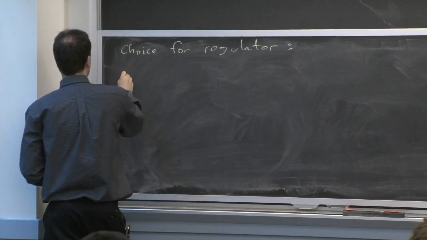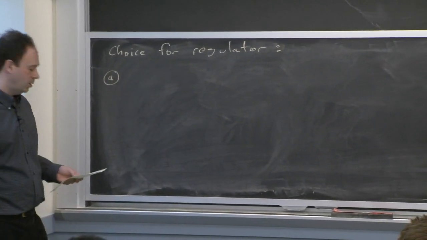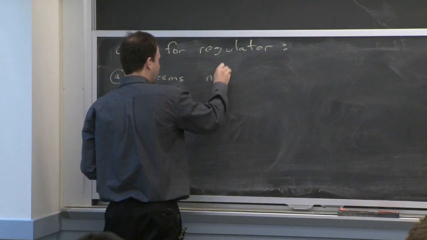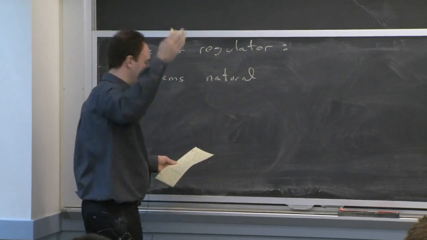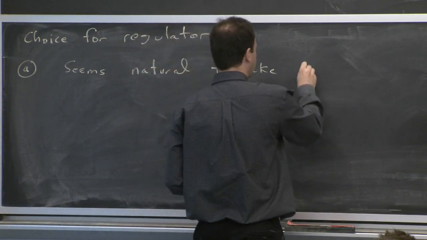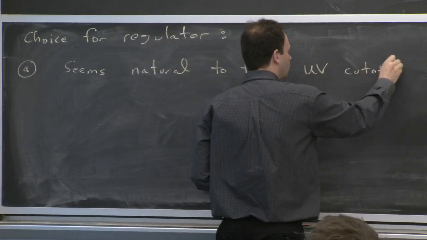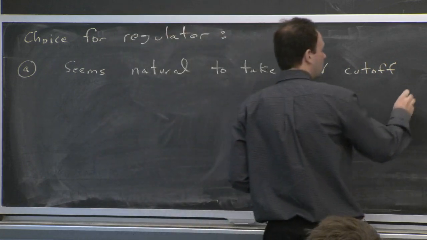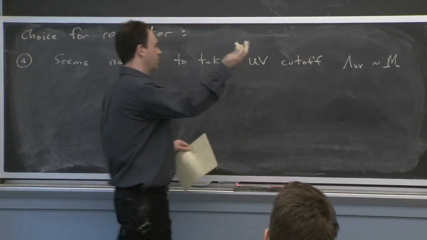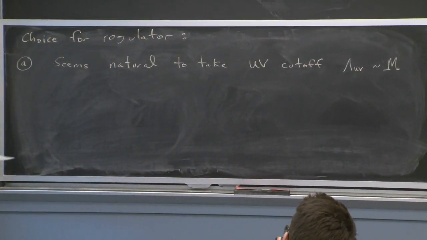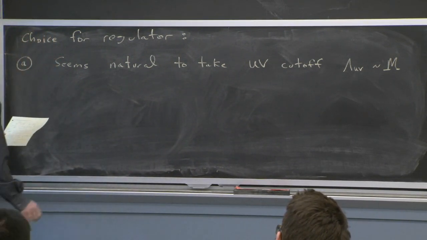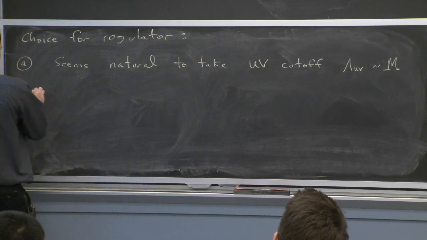So let's consider two different choices for the regulator. We'll start out with just a cutoff, which seems very natural from an effective field theory point of view, that your theory is supposed to be only valid up to some scale. So why not just cut off the momentum explicitly above some scale? You can think about that scale as being of order big M. So we just don't include any momenta that are higher than that scale in our loop integrals. We're only integrating over the region in momentum space where the theory is supposed to be valid. Seems like a perfectly reasonable thing to do.